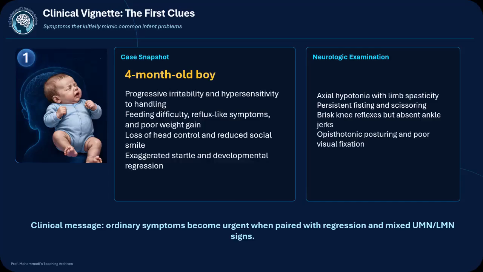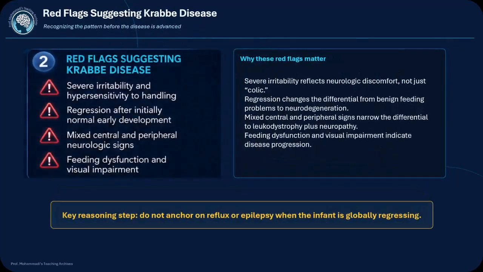Next slide, please. Several red flags in this case point toward infantile Krabbe disease. The first is severe irritability and hypersensitivity to handling. In this setting, irritability is not simply colic. It may reflect neurologic discomfort and progressive demyelination. The second red flag is developmental regression after initially normal early development. Regression changes the differential diagnosis dramatically. It moves the case away from isolated feeding problems and toward progressive neurologic disease.